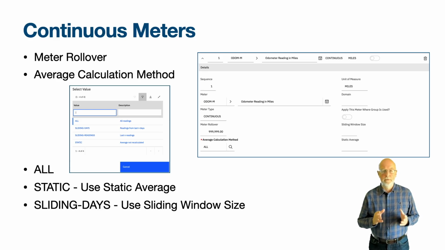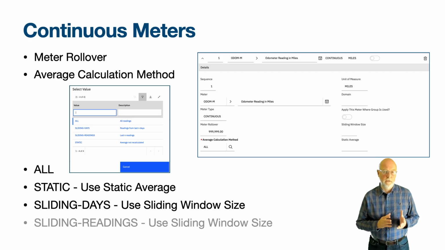With a sliding day setting and a sliding window size of 5, the calculation would be based on the average delta change over the last 5 days. For a sliding readings setting and a sliding window size of 5, the calculation will be based over the average delta change over the last 5 meter readings.